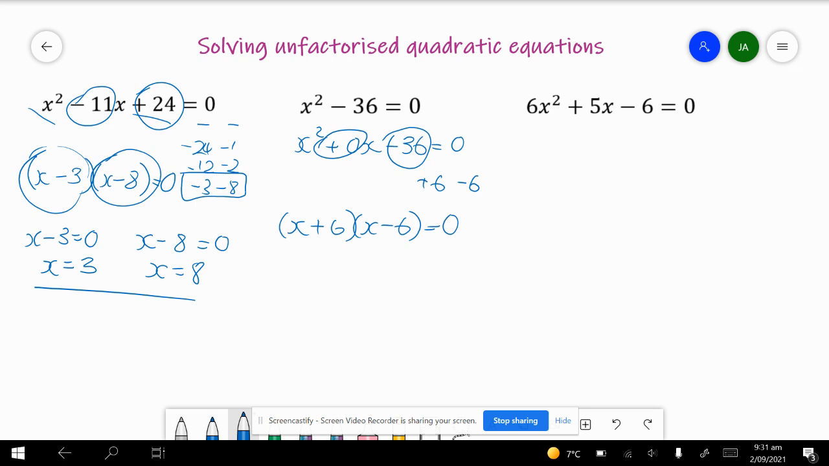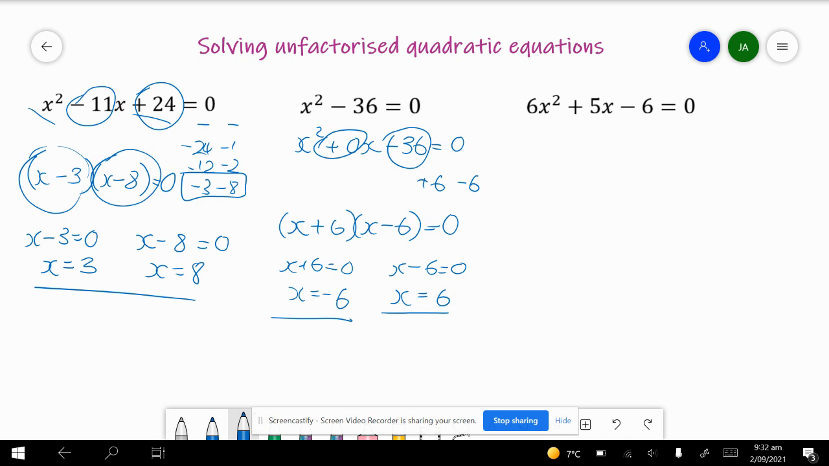Okay, so let each of the brackets equal 0. So x plus 6 equals 0. So x equals negative 6. Or x minus 6 equals 0. x equals 6. And for either of those two, the equation would be correct.